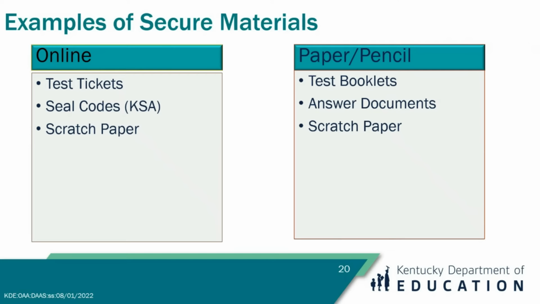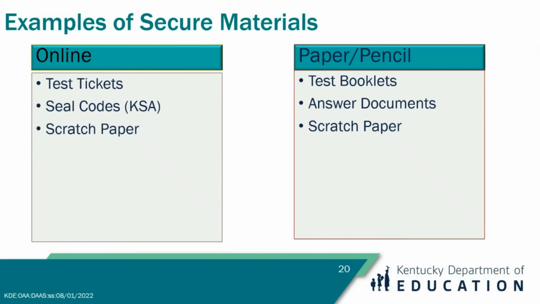Secure test materials will vary slightly by assessment, but let's look at our most prevalent test, KSA, to understand secure materials better. For online testing, test tickets and seal codes created from the PAN system for TestNav, which students use to test, are considered secure materials. Once these items are printed, you must keep them secure until they are distributed on the test day. After the test ticket and seal codes have been used, they will be returned to the BAC to be securely destroyed.